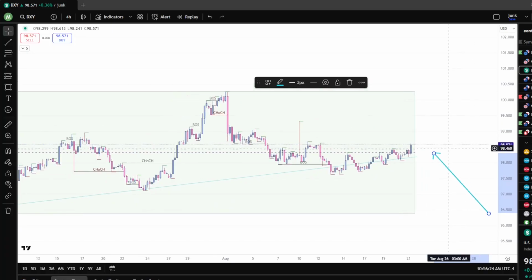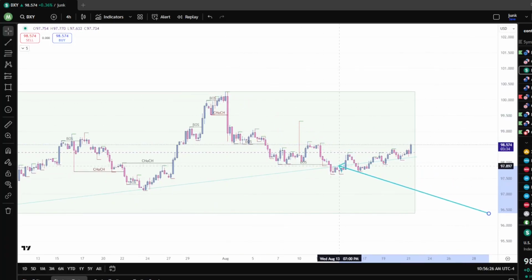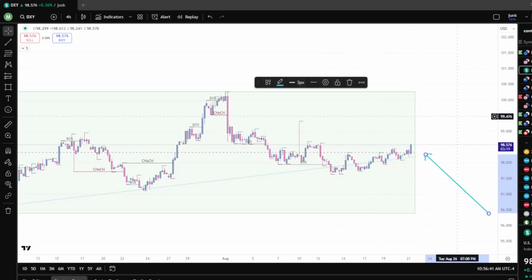So do look at the DXY as this being the retracement back down to discount, possibly a good time to buy if the dollar continues to gain strength. It should take out these highs if the buyers are building momentum, should take out the highs internally and continue to push higher, making higher highs, higher lows, higher highs.